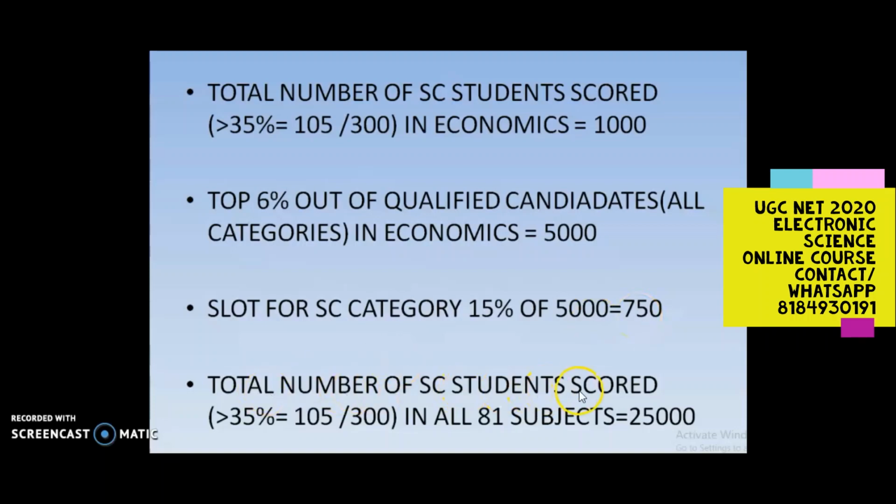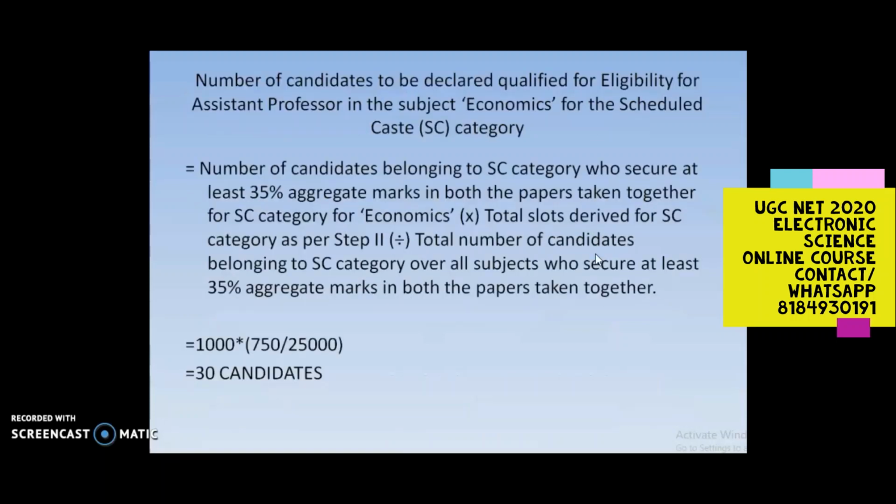Now the total number of SC students who scored greater than 35% in both paper 1 and paper 2 in all the 81 subjects, that means in all the subjects conducted by the University Grants Commission, is equal to 25,000 candidates. With the help of these figures, now we are going to see the formula given by the NTA, National Testing Agency. The number of candidates to be declared qualified for eligibility for assistant professor in the subject economics for the scheduled caste category is equal to the number of candidates belonging to the SC category who secure at least 35% aggregate of marks in both the papers taken together for the SC category for economics.